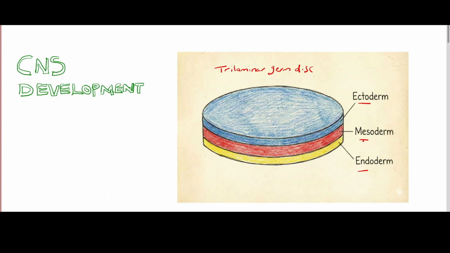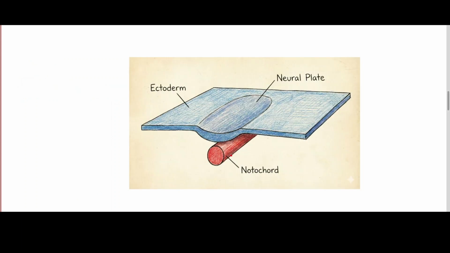So from this mesoderm, a very important structure appears in the midline of the embryo. All right, so this structure is called the notochord. So let's look at the notochord. From the mesoderm, this notochord arises, and the notochord is a solid rod-shaped structure formed from the axial mesoderm.